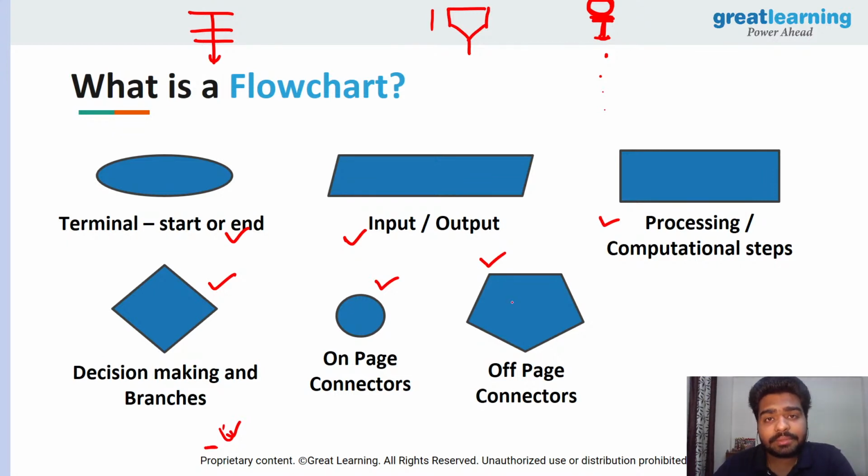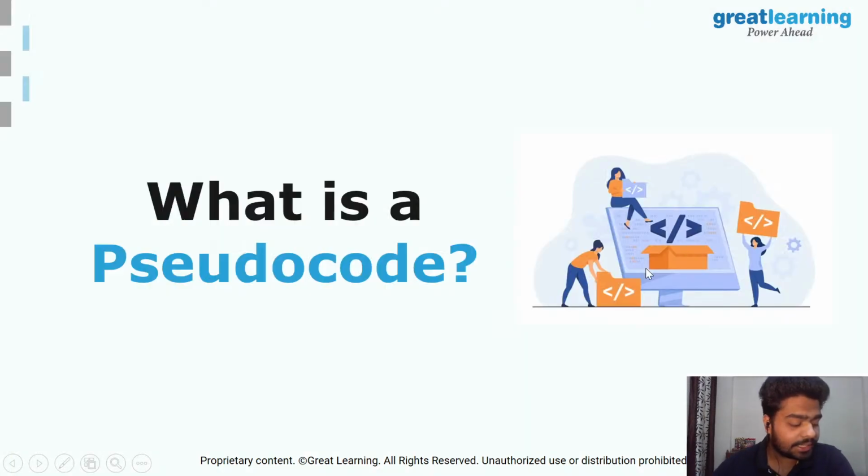And the very last symbol is an arrow. This is very, very important, which is a flow line and arrows. Right? So let's move to the next one, which is pseudocode. Now, what is this pseudocode? Is it the proper code which we write using a programming language? No, this is also not the proper code. Now I'll tell you what it is.